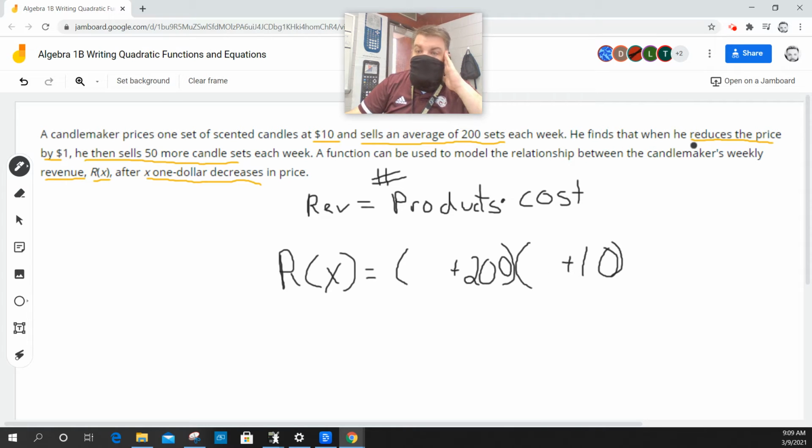But he finds that when he reduces the price by $1, right? So he's going to subtract $1 times X. He sells 50 more candles. So it'd be 50 times X. Okay.